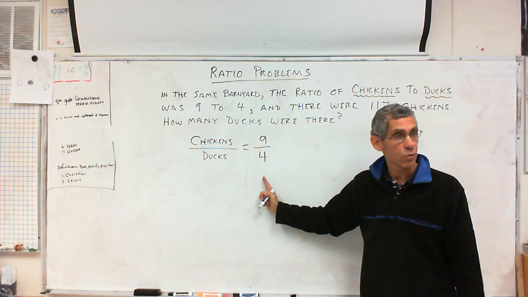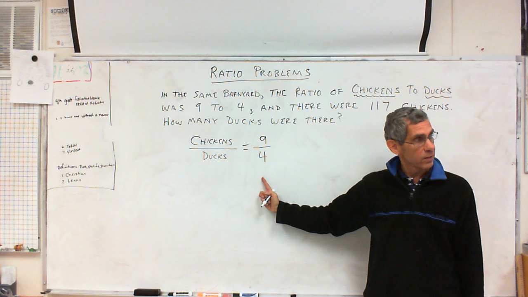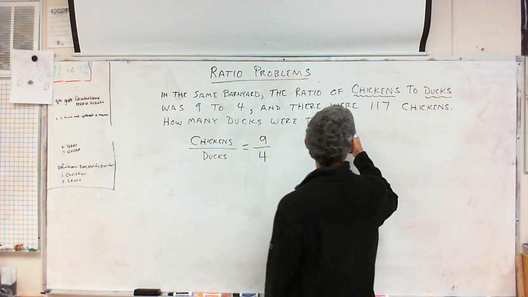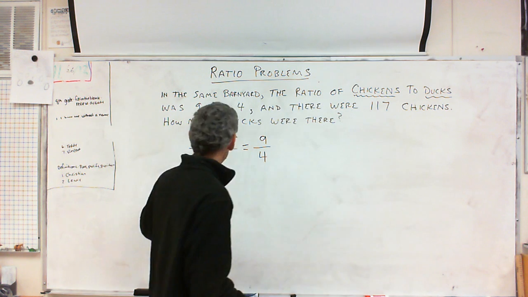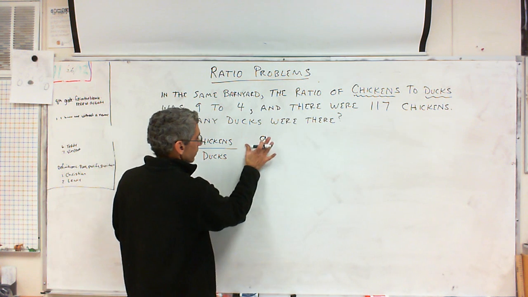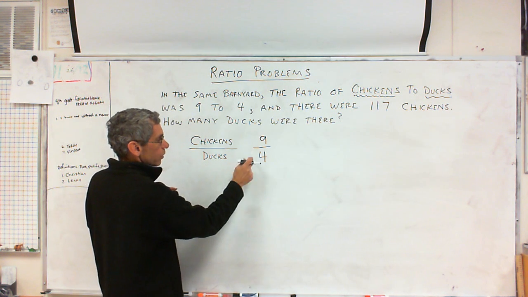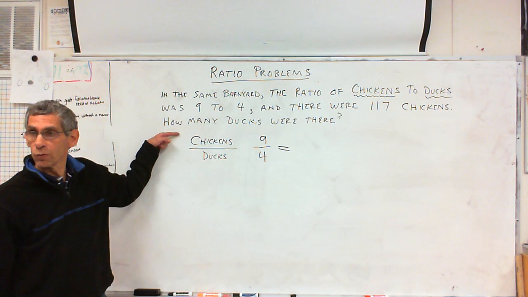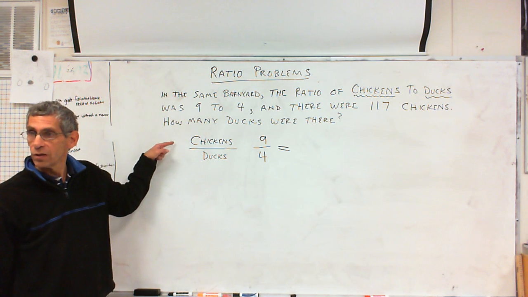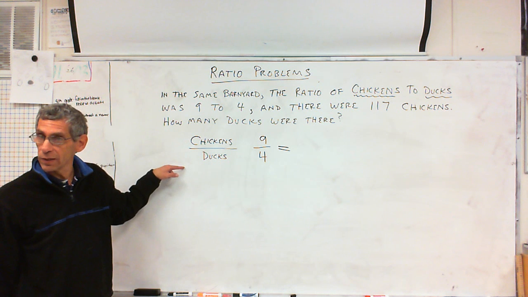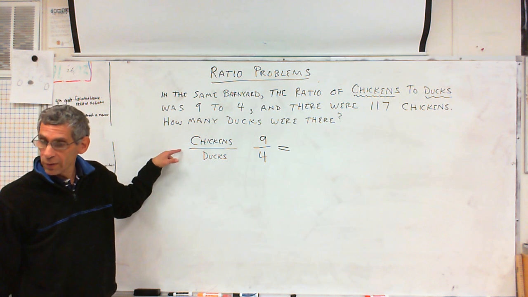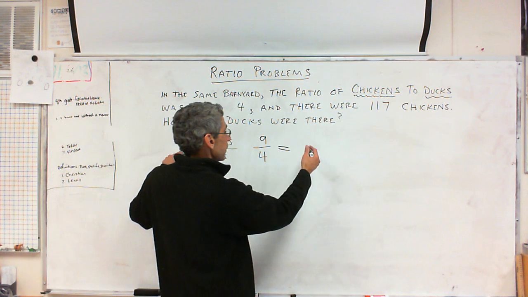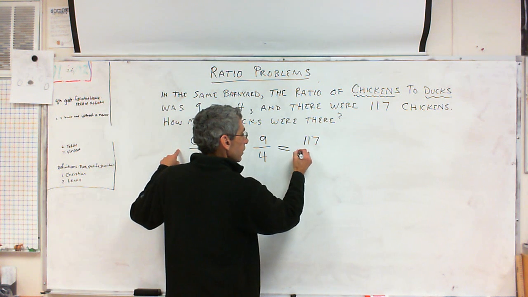Okay, so this is the ratio, and they're asking us to turn it into a proportion to figure out the answer. It said there were 117 chickens. So I'm going to write my fraction, 9/4, equals. Is 117 chickens in the numerator or the denominator? Numerator. You see why it's helpful to write chickens over ducks? Because you won't make a mistake. Because you see chickens are in the numerator. So it says 117 chickens. I'm going to put 117 over here.